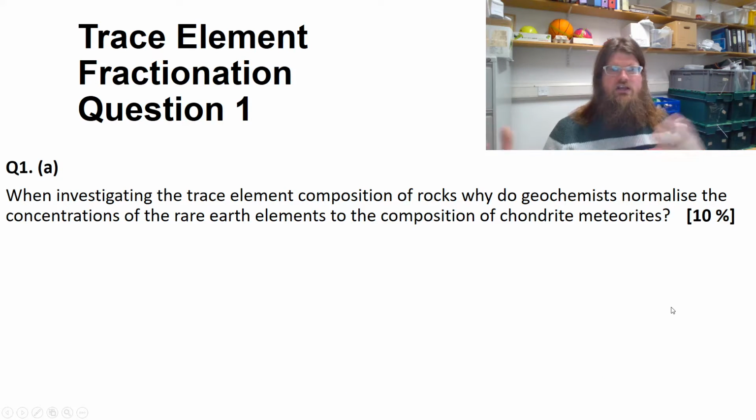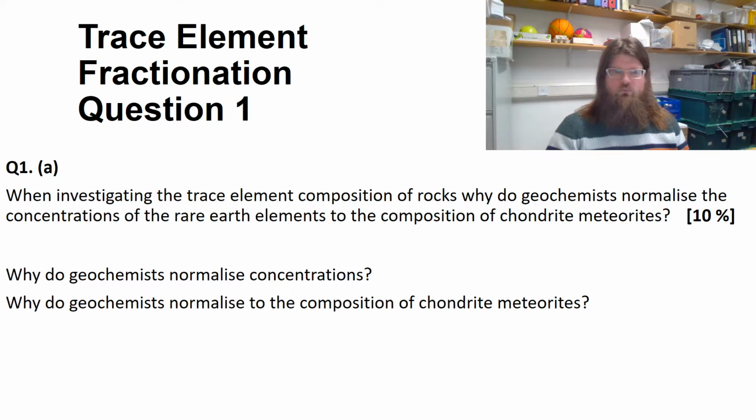There we go. So the first part of the question is a good example about reading the question and making sure that you're answering all of the parts of the question. Although this is only worth a trivially small part of the overall marks, kind of 10% of half of the exam, let's have a read of this. When investigating trace element composition of rocks, why do geochemists normalize the concentrations of rare earth elements to the composition of chondrite meteorites? So hopefully you can see that within this question there are in fact 2 questions.